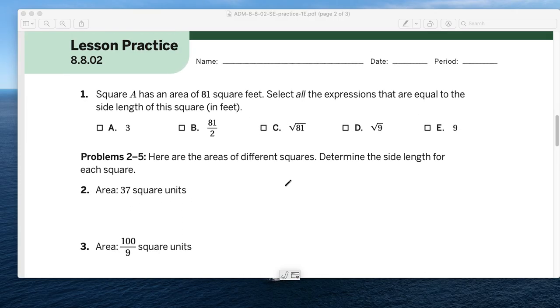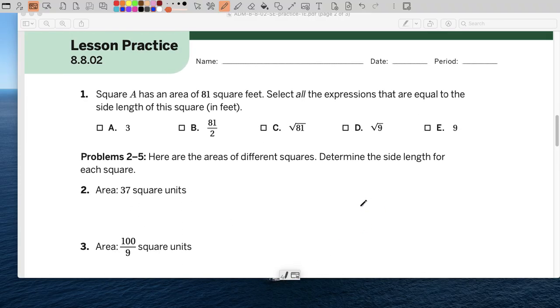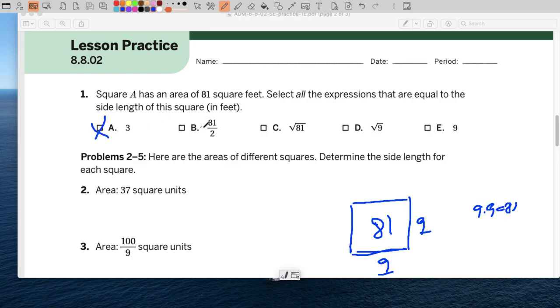So let's do this one. The square has an area of 81, so imagine the square. Select all the expressions that are equal to the side length. So I know this had to be a 9, and this had to be a 9, right? 9 times 9 gives you 81. So A is not it. 81 divided by 2 is definitely not it.